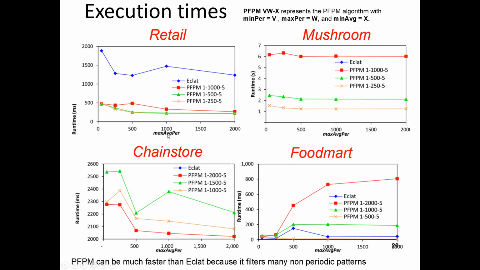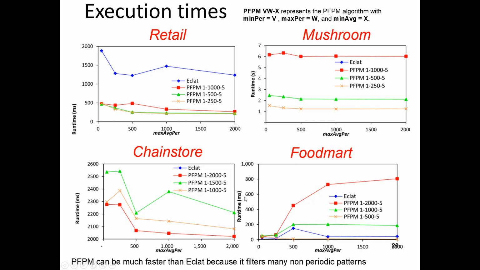And then the maximum average we change on the axis here. So we have different parameters for our algorithm, and we can see here our algorithm is faster. Why? Because it is faster than eclat, because we find only the periodic patterns, so we can eliminate many patterns that are not periodic using our new theorem 2, and then it can be faster because of this.